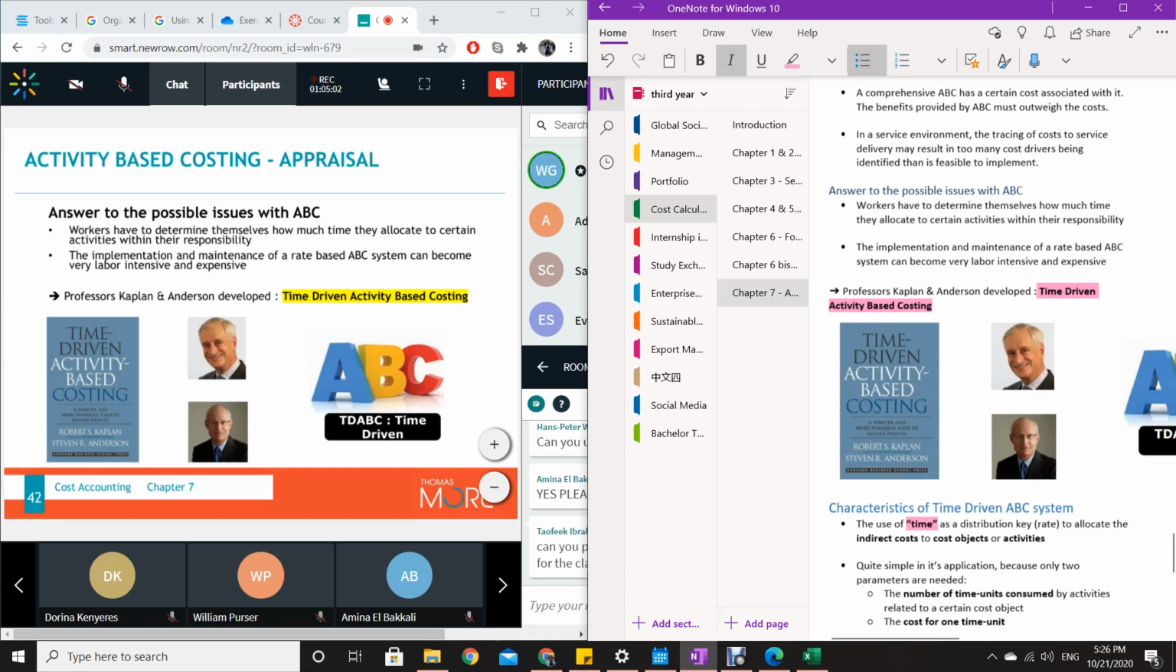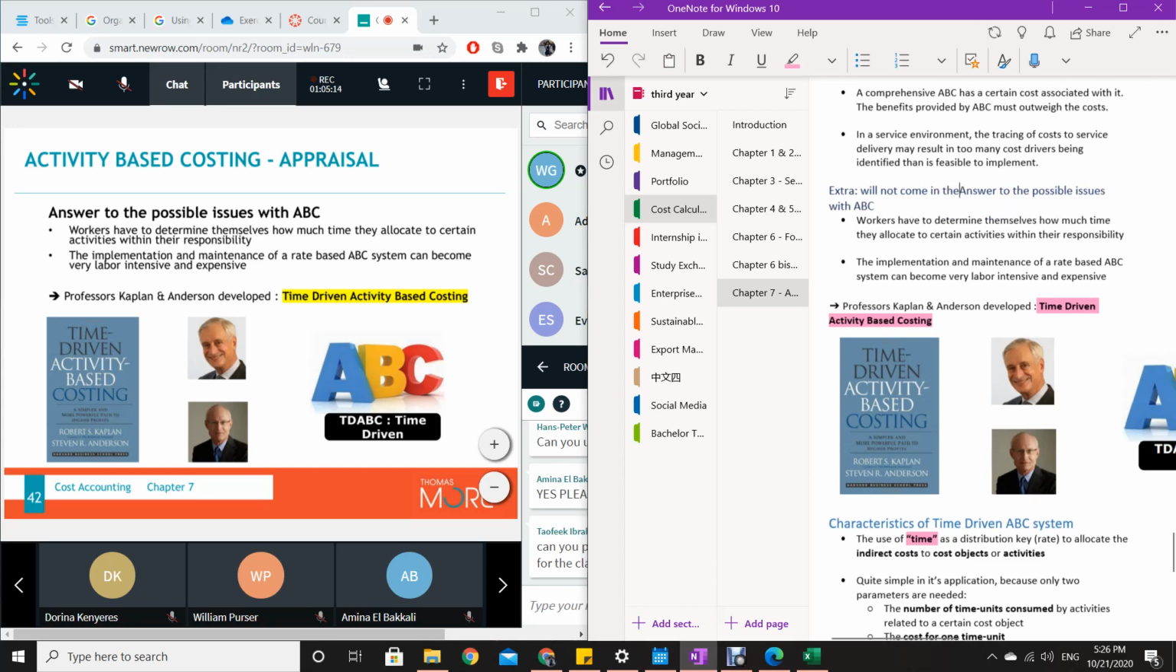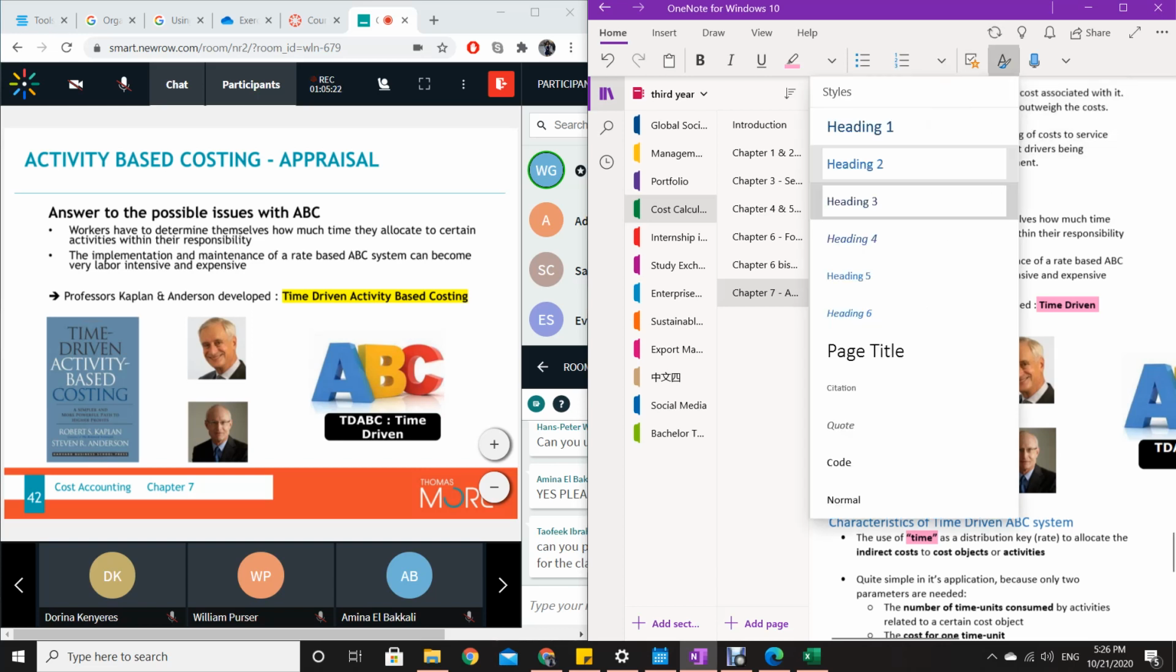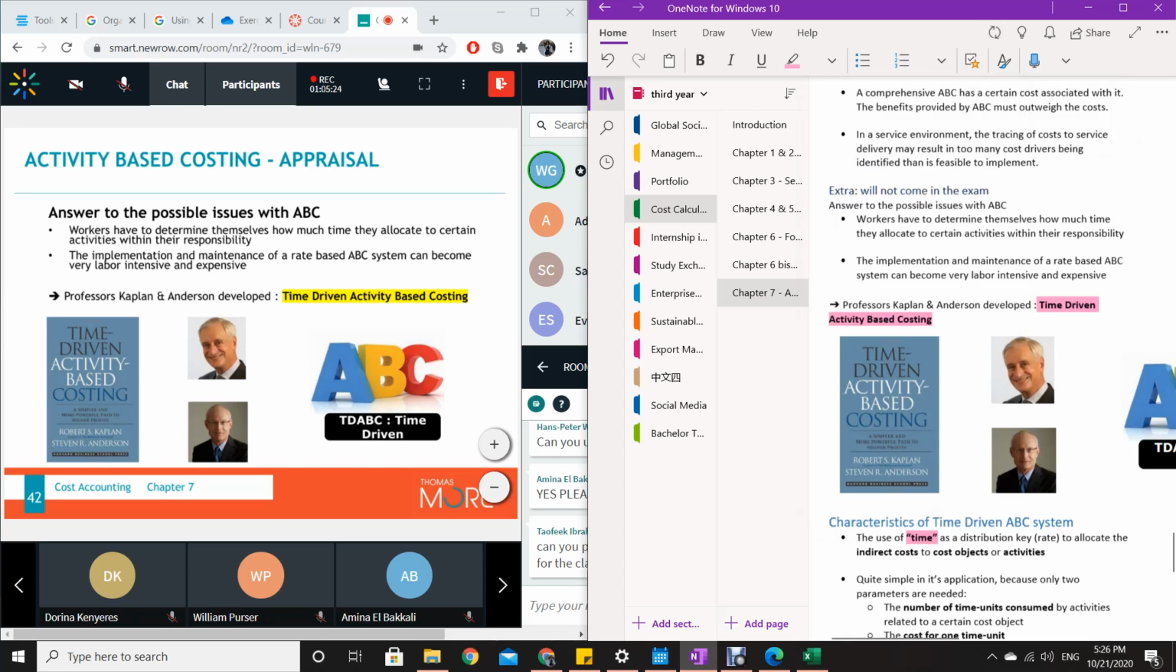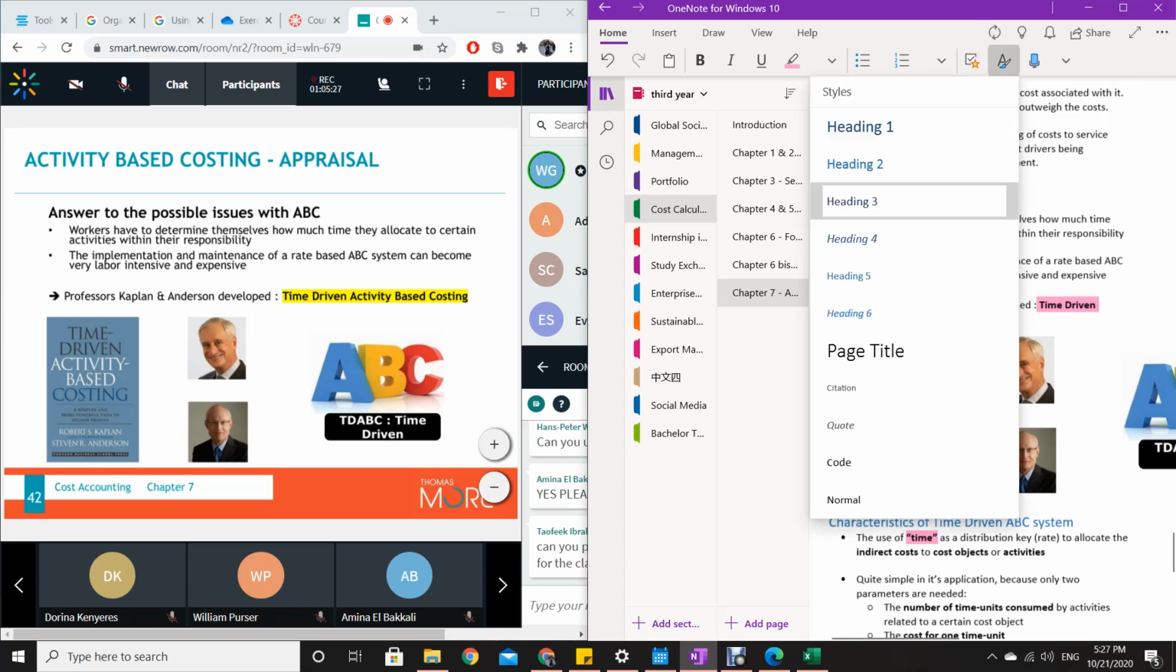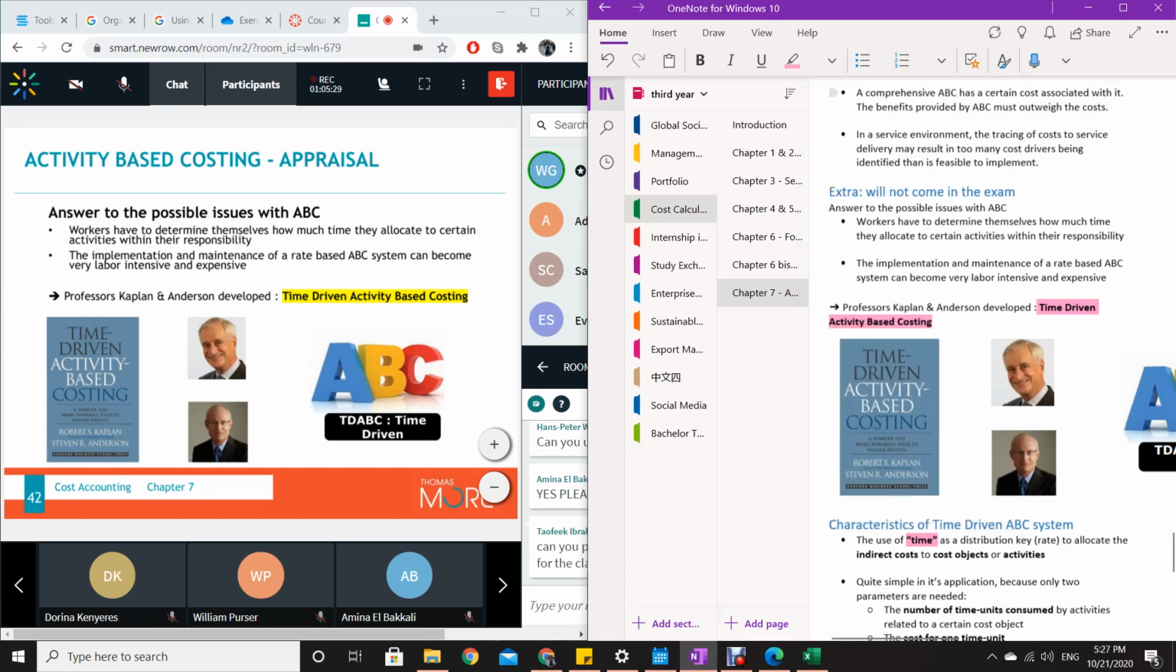So these guys again, Mr. Kaplan and Anderson, they have developed a one step further ABC costing, activity based costing, which is called time driven activity based costing. And so with time driven activity based costing, at the end, what they do is bring every cost back to a time.